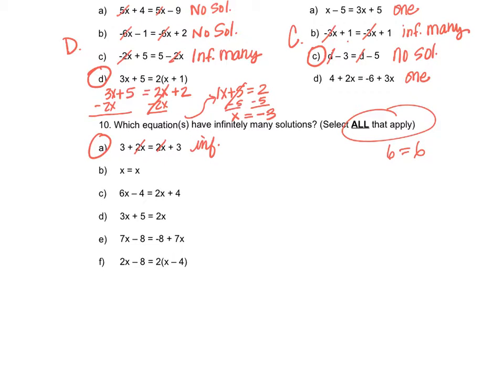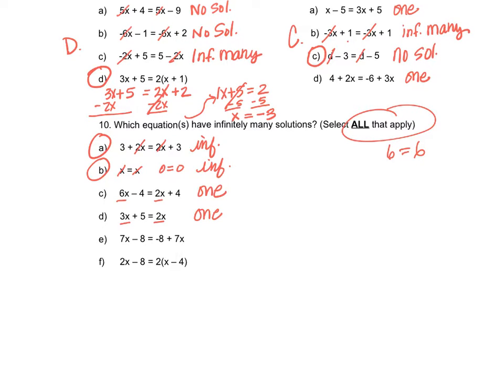If I look at B, x equals x, those are identical. If I cancel the x's out, I end up with 0 equals 0. That is infinitely many. If I look at C, I have a 6x and a 2x. Those are not the same, so they're not going to cancel, so I'm going to end up with one solution. D part, you have a 3x on the left, a 2x on the right. They're not the same, so they won't cancel, so I'm left with one solution.